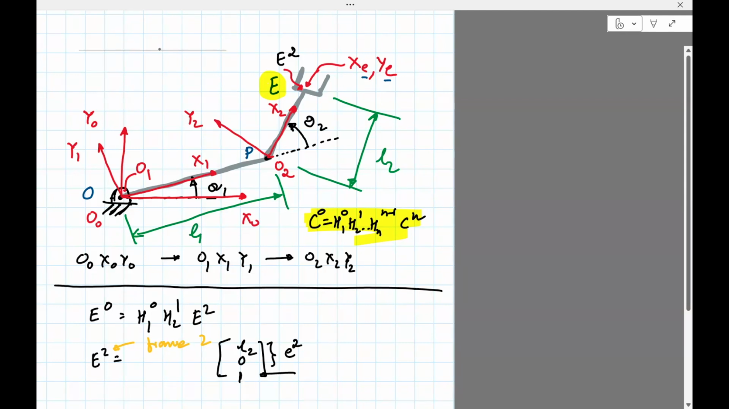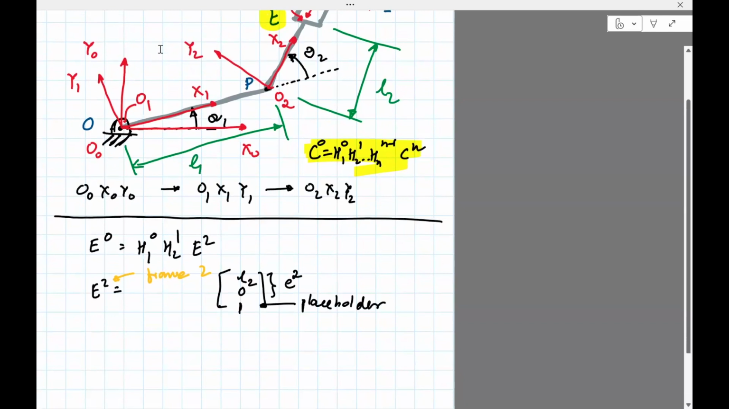And then this is the placeholder. Remember, we had a placeholder for the homogeneous matrix, because by default the position of point E has only two things, X and Y, but we need that one because the homogeneous matrix is 3 cross 3. So that's the position of E2.